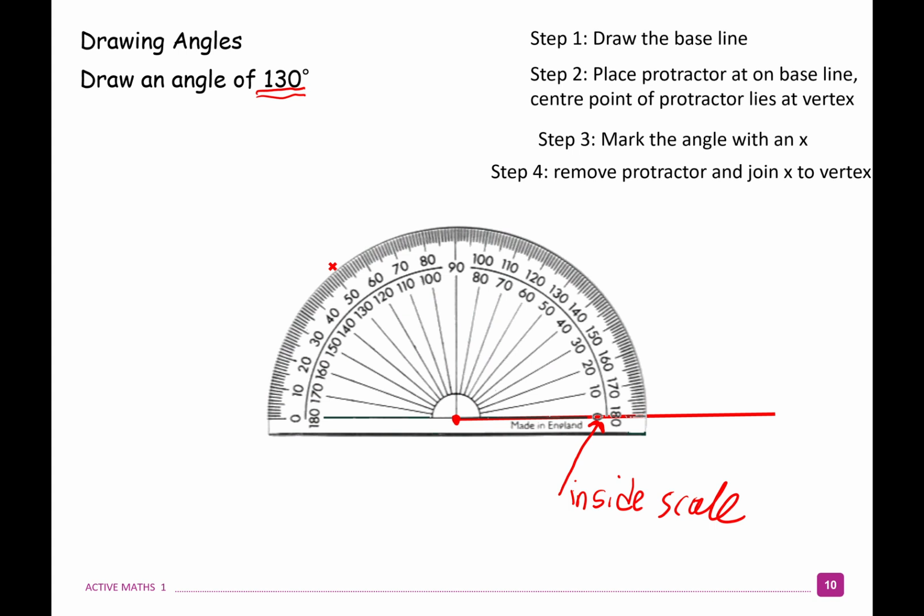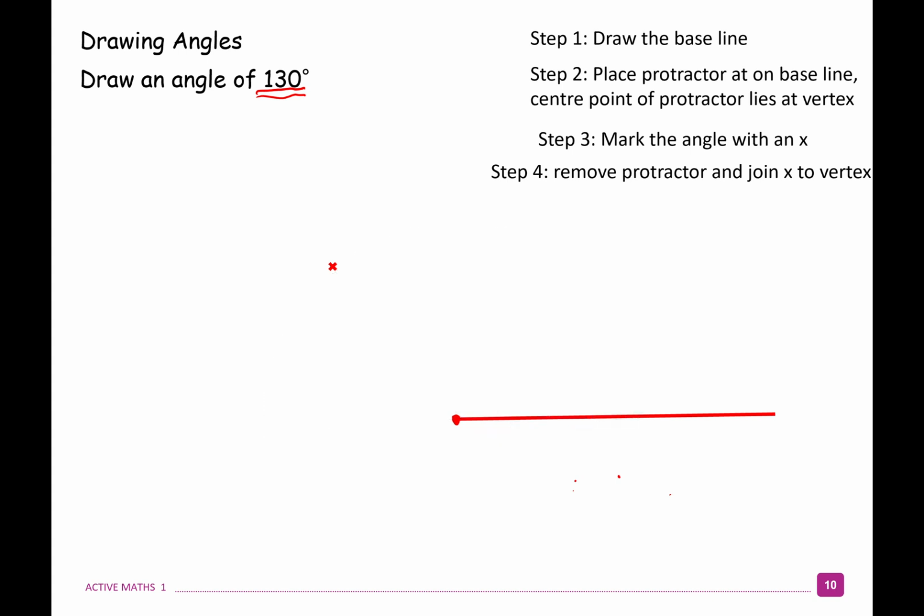Step 4. I remove my protractor and I join my X to my vertex. This is an obtuse angle of 130 degrees. Please pause and take down the example and the steps.